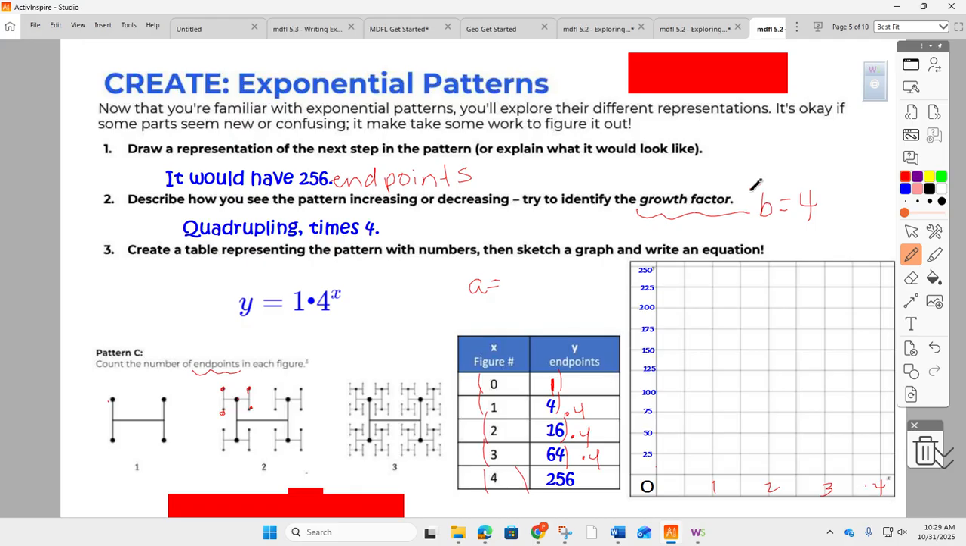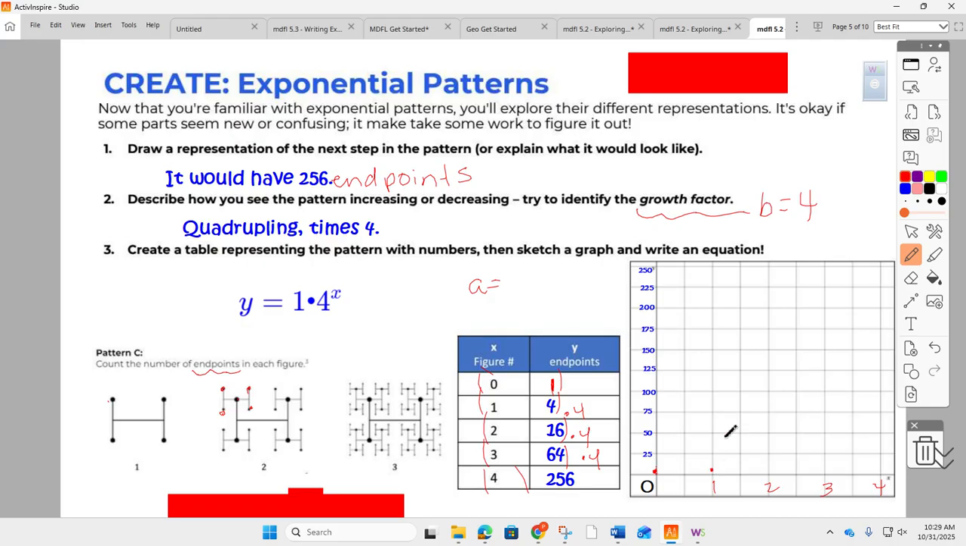So you're plotting the point over 0, up 1. I put increments of 25 here because we had to go all the way up to 256. So over 0, up 1 is going to be just barely above that bottom line. Remember, these are approximate. They do not have to be exact. Over 1 and up 4, it's going to be just barely above that.